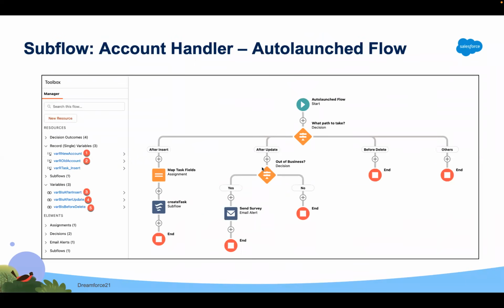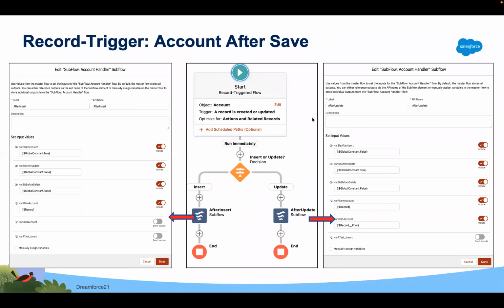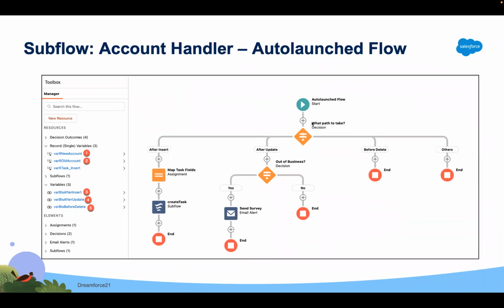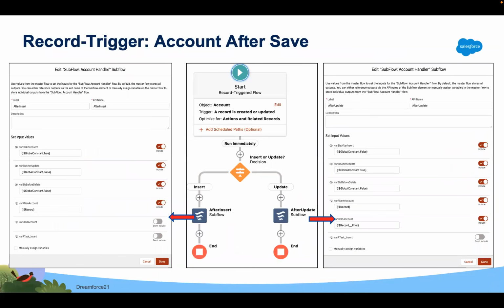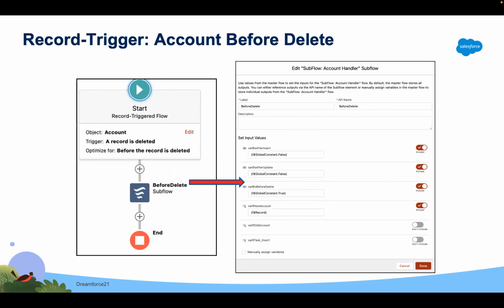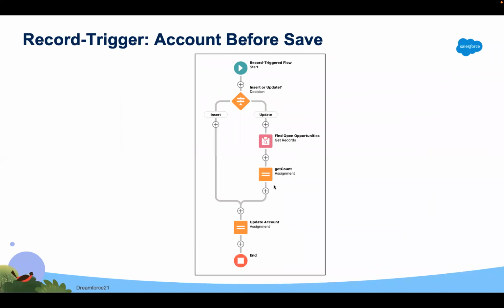So going forward, if you have any requirement, you don't have to touch this one because this is going to be constant. What you have to do is go and modify this flow, and you can create subflows, paths, and all here. Same as before delete. When it is delete, only delete is true, the rest are all false, and on the delete you have only the old record. That's all. Now, before save flow: Salesforce does not support subflow in the before save flow as of now.